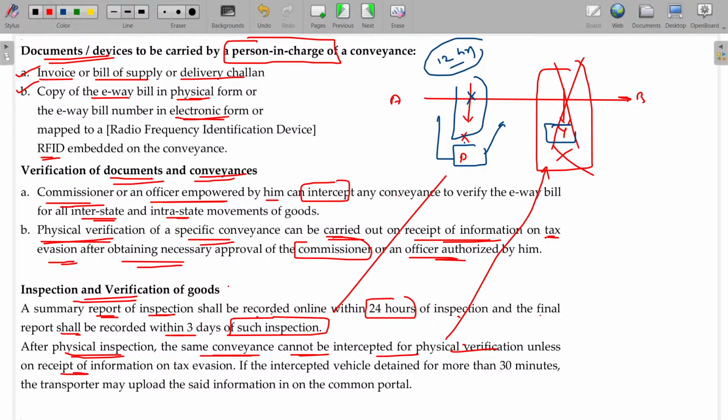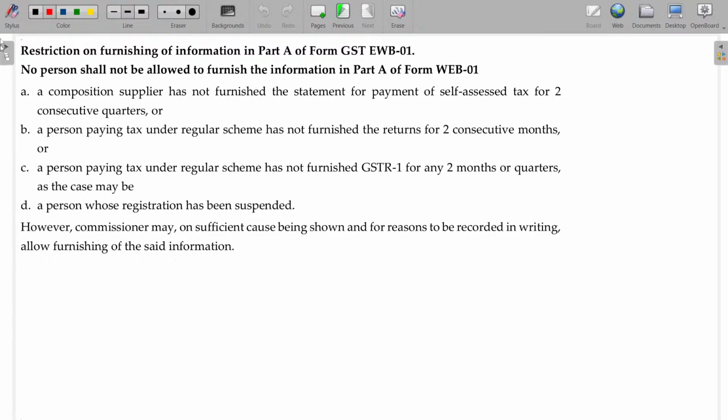Unless there is receipt of information on tax evasion. Again, if he gets information regarding tax evasion, then he can intercept. Otherwise he cannot intercept. If the intercepted vehicle is detained for more than 30 minutes, the transporter may upload the said information in the common portal for availing the extension also.